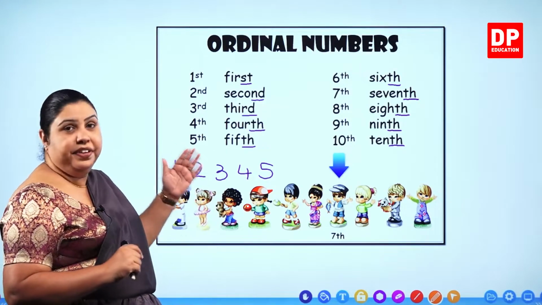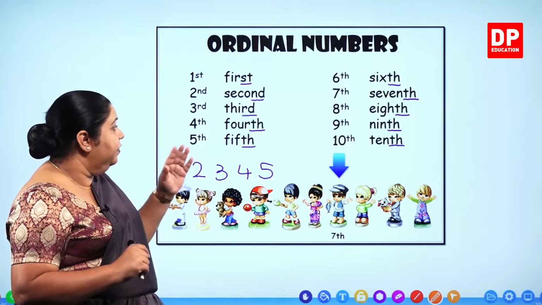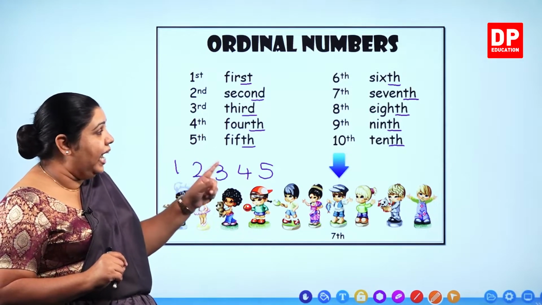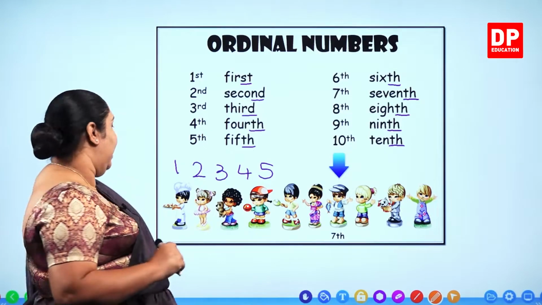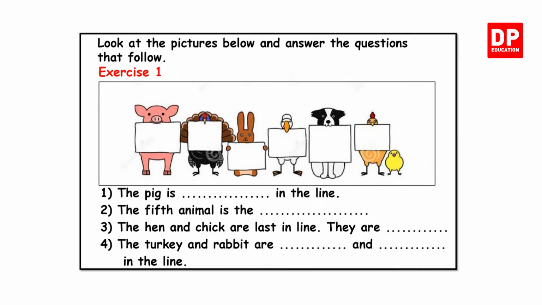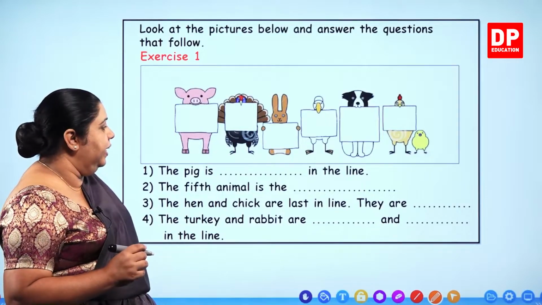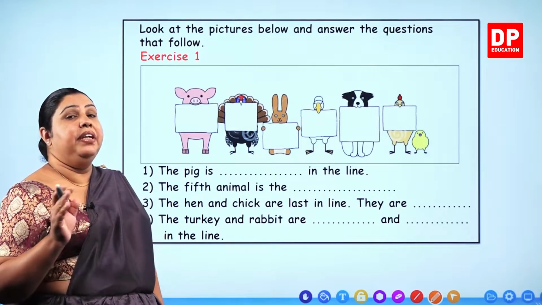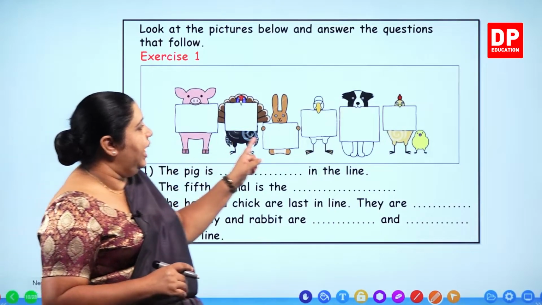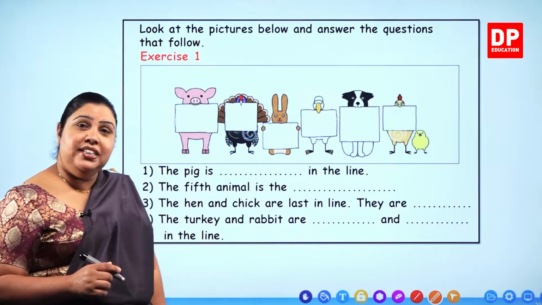Now can you see? First, second, third, fourth, fifth, 6th, 7th, 8th, 9th and 10th. Okay, right. Now let's move on to our next slide. Okay, now let's take a look at this picture. Look at the pictures below and answer the questions that follow. Okay, now there are some pictures here. We have to look at this and we have to answer the questions. Now, can you see we have another line of little animal friends here with us?